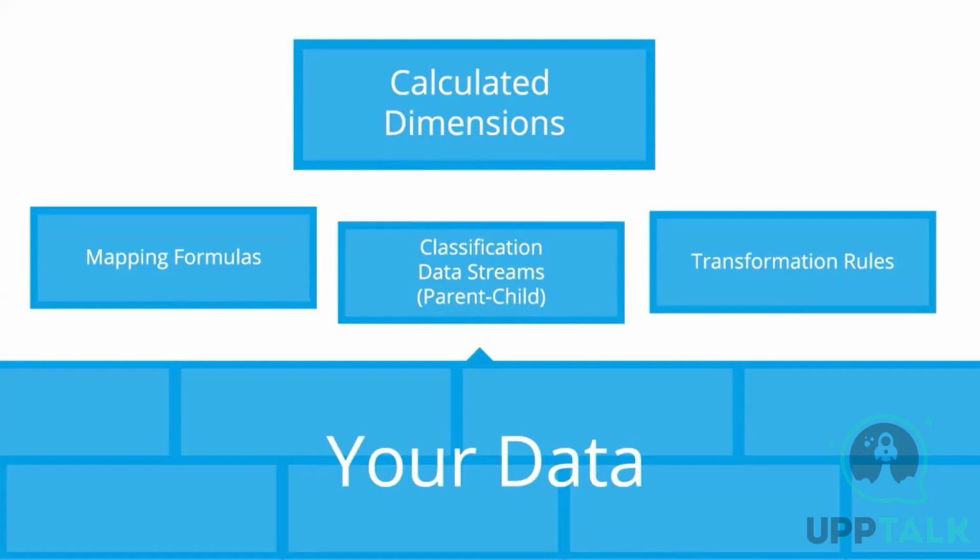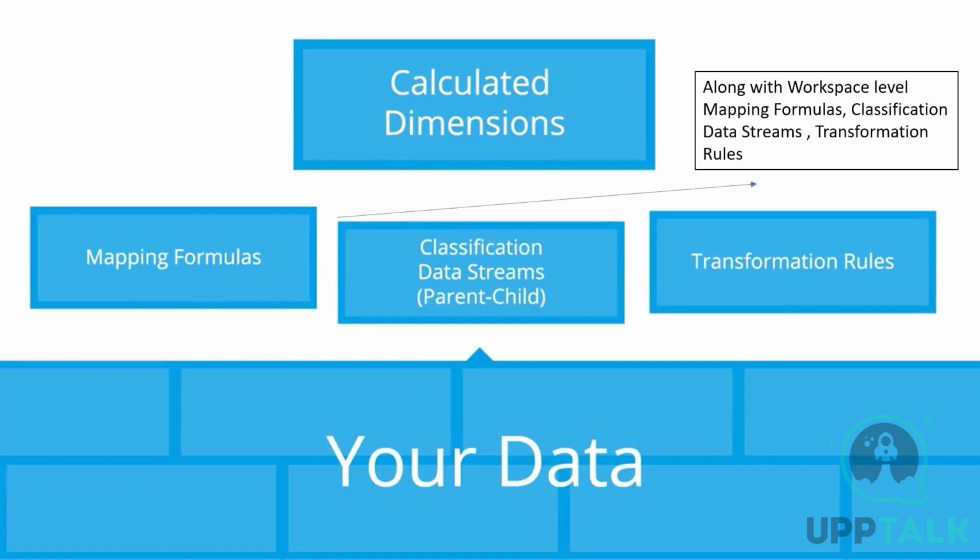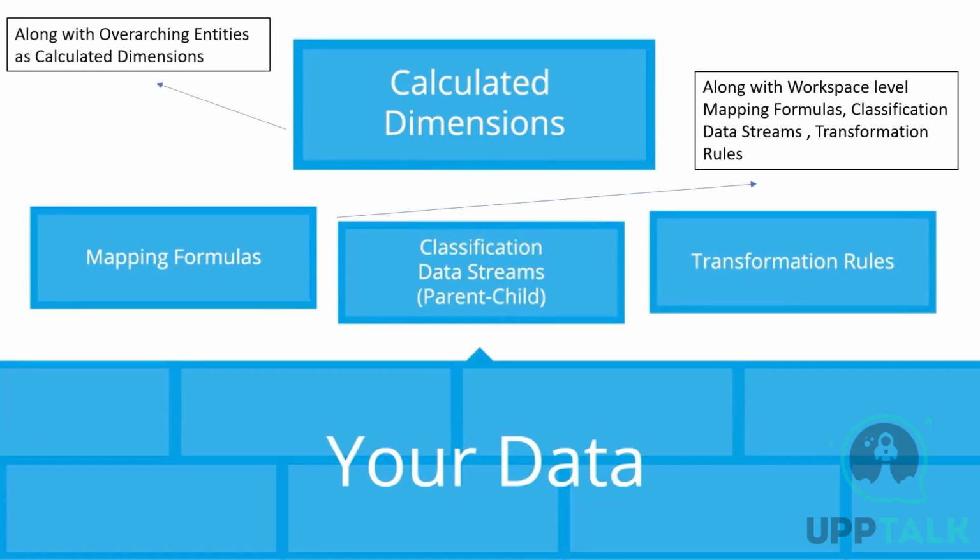Okay, so calculated dimensions stand as an umbrella above your data stream filters. So we will read about overarching entities. Calculated dimensions act as an overarching entity. What is an overarching entity? We will take up overarching entities at a point in our session. But overarching entities basically are placeholders that help us map any data that we want to, and connect it with the other.